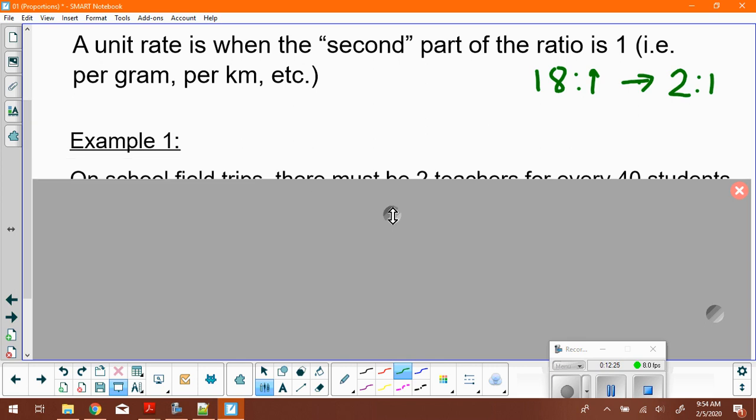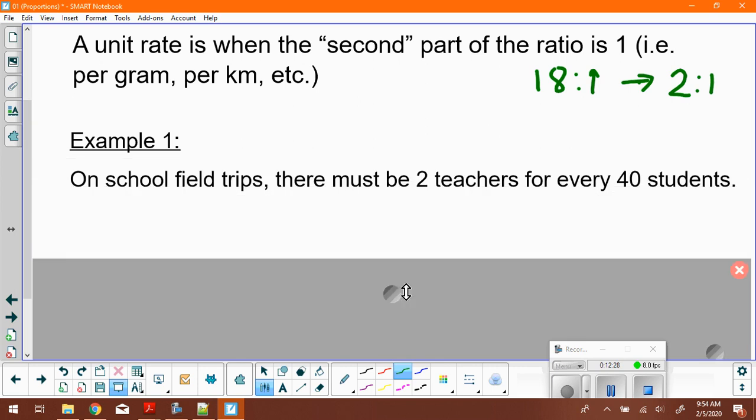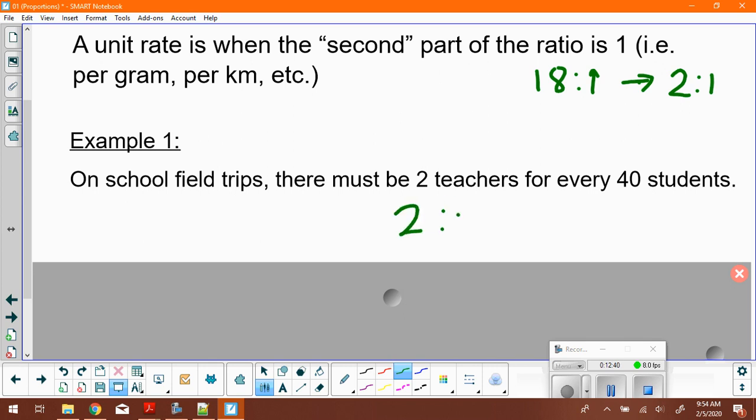For another example of that, on a school field trip, there must be 2 teachers for every 40 students, and we write that ratio out as 2 to 40. Maybe some of you are already trying to put together the unit rate, but that's going to be example 2. So when the class is ready, we'll move along to there.